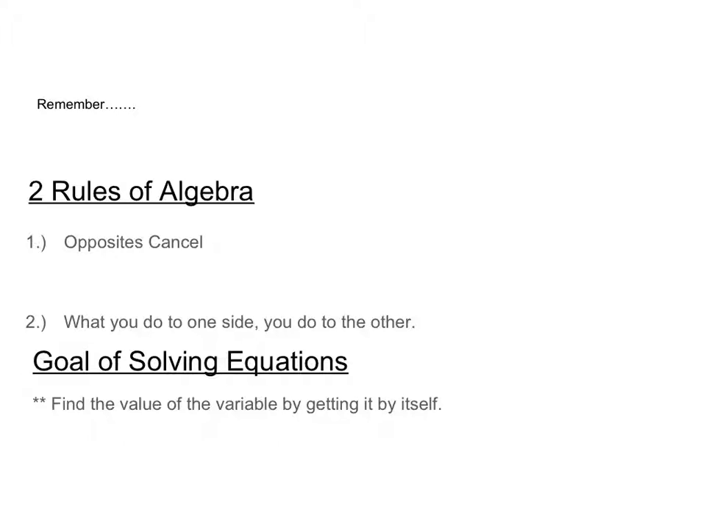Okay, the first thing we need to do is remember our rules of algebra. Remember, we have two rules of algebra. Opposites cancel, and what you do to one side, you do to the other. If you follow those two rules, you can solve any of these algebraic equations. Remember, our goal is to find the value of the variable by getting it all by itself. So we want to get that letter or variable all by itself, so we have to get rid of all the numbers next to it.